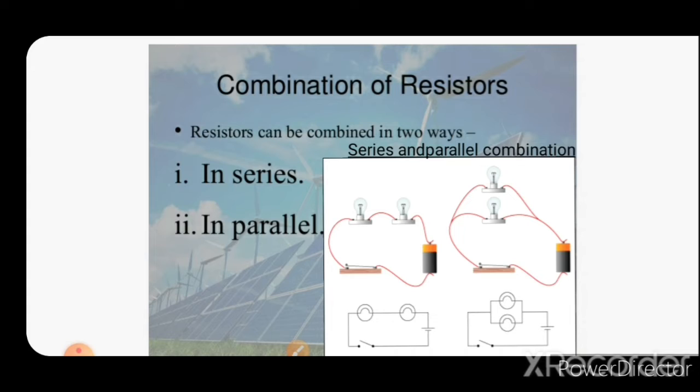So how are the resistors combined? What are the various ways of combination of resistors? Resistors can be combined in two ways. First is in series and the second one is in parallel. The diagram shows the series and the parallel combination. We will discuss these two types of combination one by one.